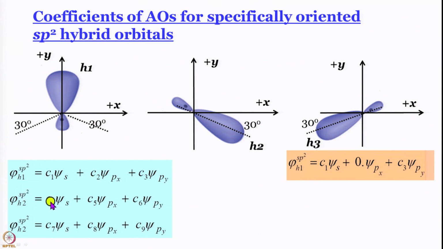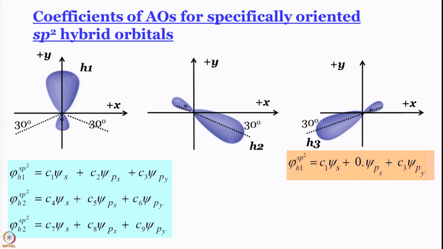So, C1 must be equal to C4 equal to C7. So, 3 C1 square must be equal to 1 as we have discussed earlier. C1 is actually 1 by root 3. So, we already know 2 of the coefficients. C1 is 1 by root 3, C2 is 0. Can we figure out C3?